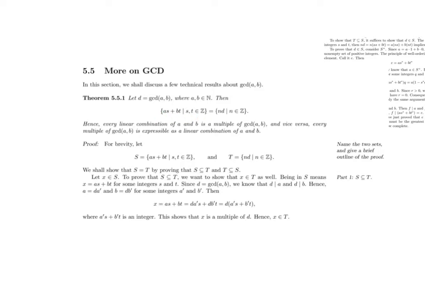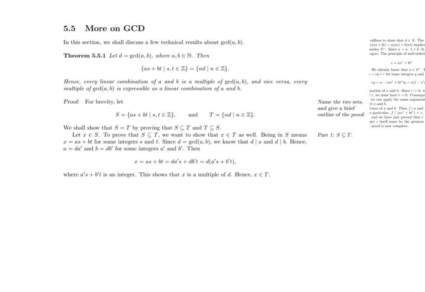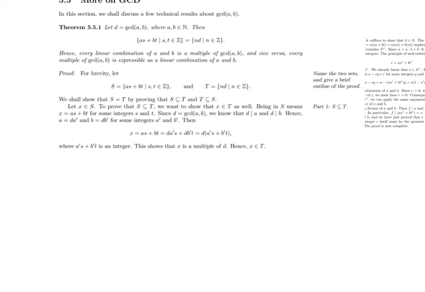To make this proof a little easier to follow, we're going to give each of these sets a name. This first set we're going to call S, and the second set we're going to call T. The strategy is going to be to show S equals T by proving S is a subset of T and T is a subset of S. If nothing else, it's a good example of showing that two sets are equal using the method of showing each is a subset of the other.